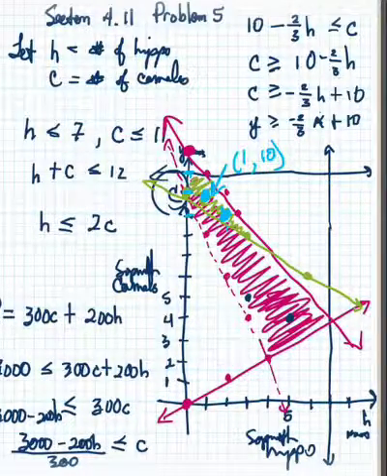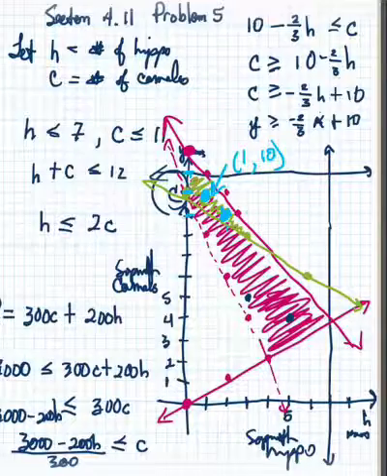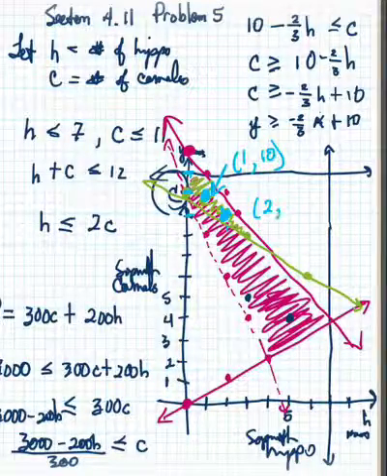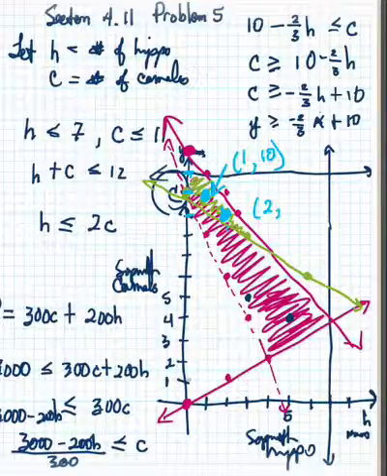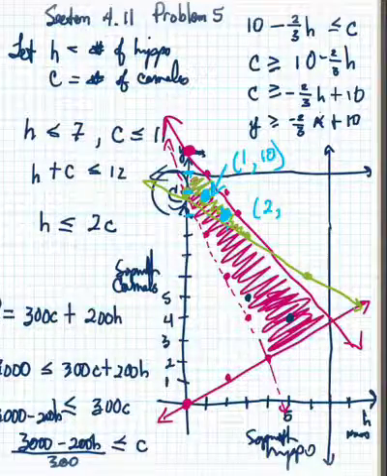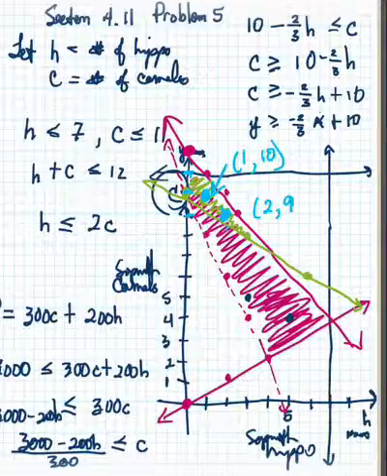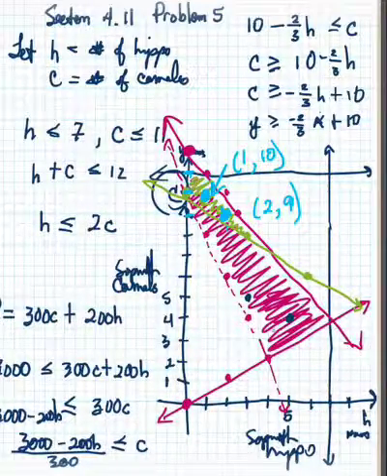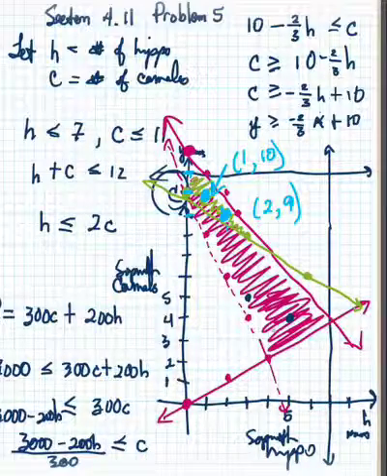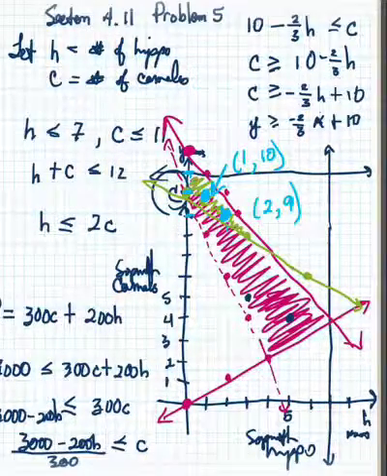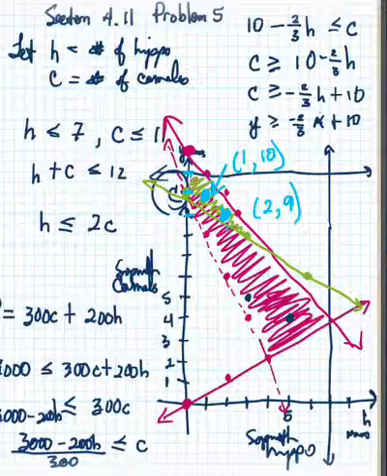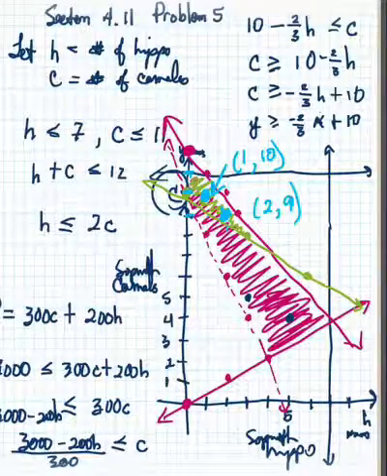Okay, because that looks like it's the point 2 hippos and 1, 2, 3, 4, 5, 6, 7, 8, 9. Looks like 2 hippos and 9 camels would work too. That's also going to give you a profit of more than 3,000. And we can put these numbers in to check it and see. Does that give me a profit of more than 3,000?